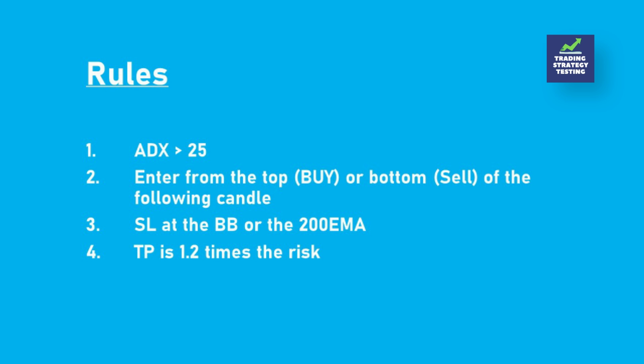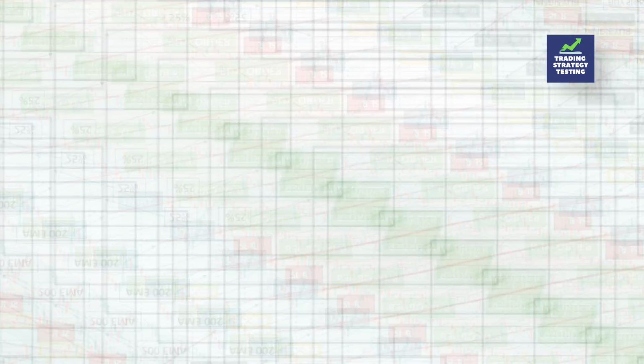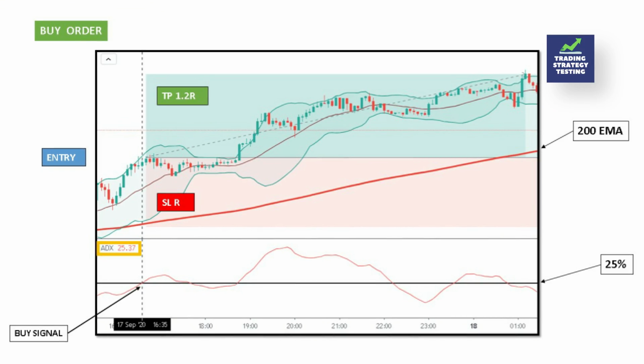The stop-loss is subject to a discretionary judgment, but it will always be around 1 pip above or below the Bollinger Band or the 200 EMA. Let's look at some examples. We can see that the ADX value crossed above the 25 mark and the price is above the 200 EMA.